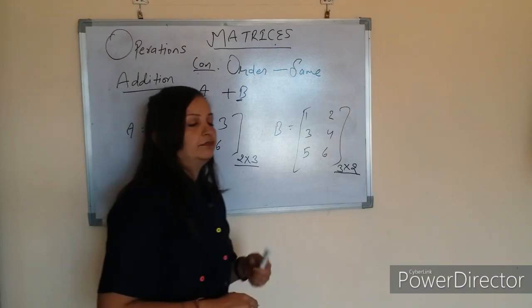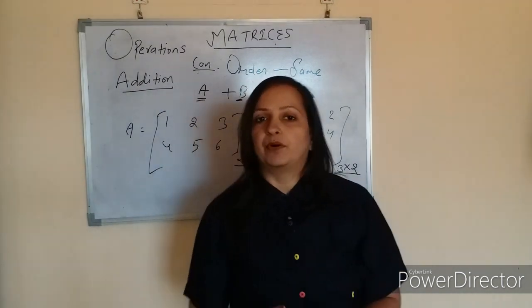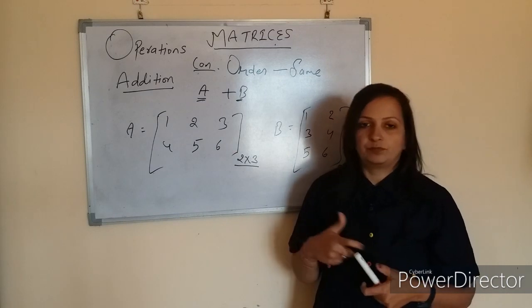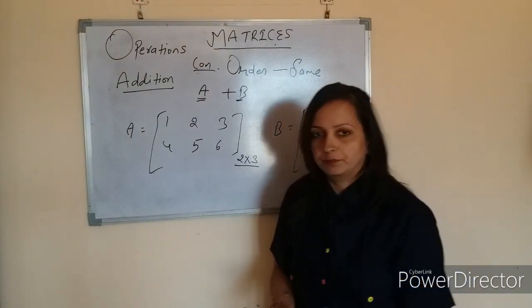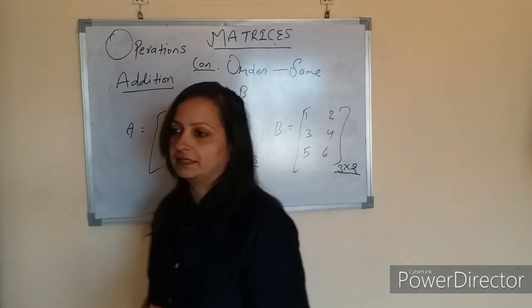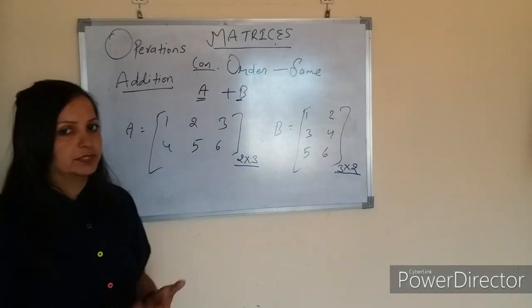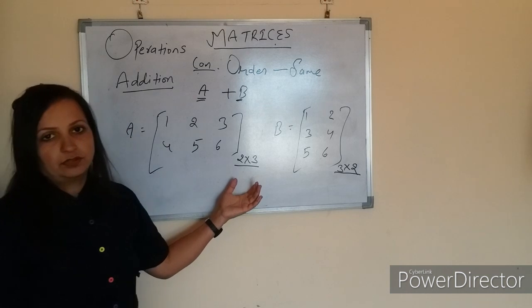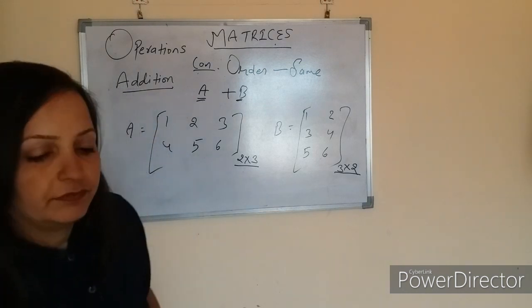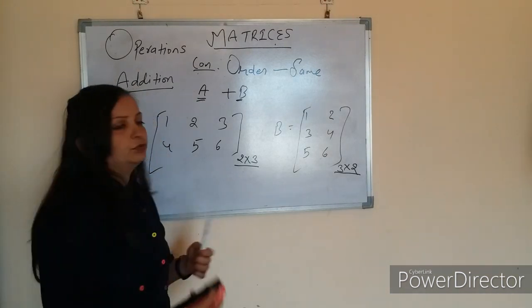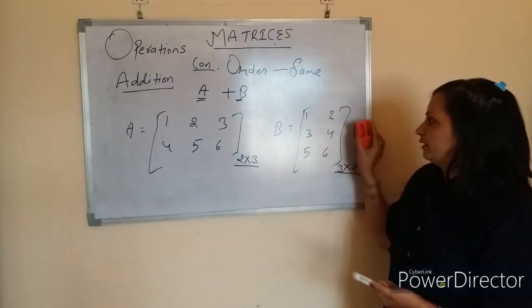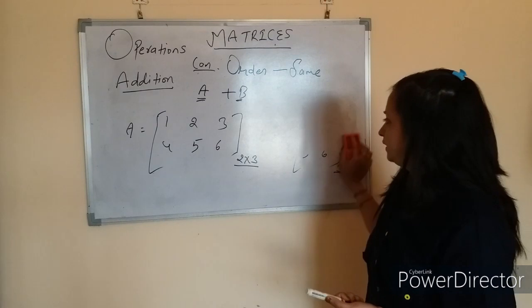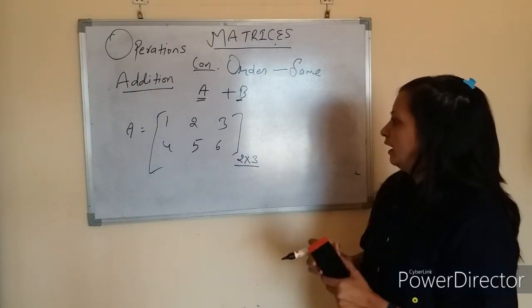So the first matrix has the order 2 by 3 and the second matrix has the order 3 by 2, then we cannot add these two types of matrices. The addition is not possible. If this type of question is given in your paper or in the book, you can clearly answer that the addition of matrices is not possible because the order is not the same. So first, whenever we are going to add two matrices, we have to check that the order is the same.